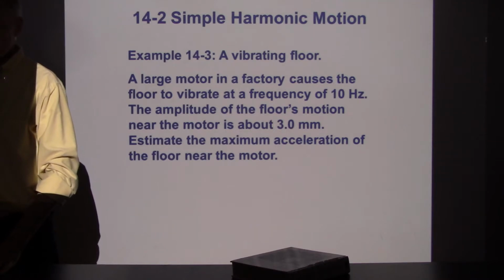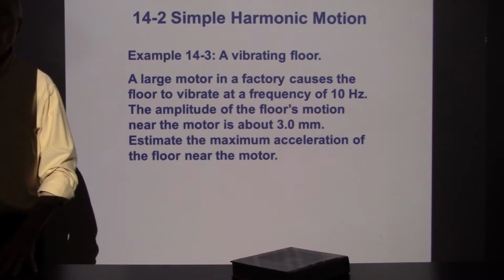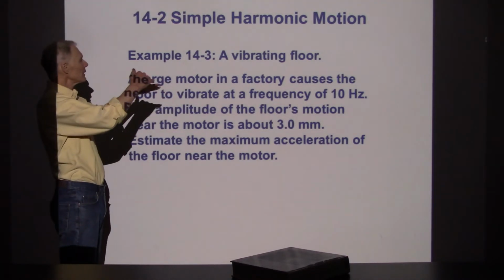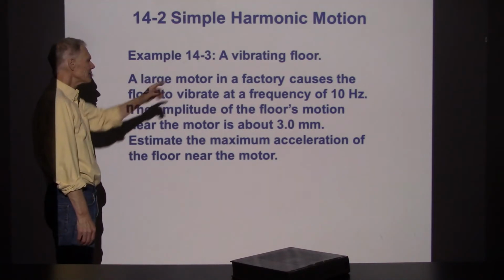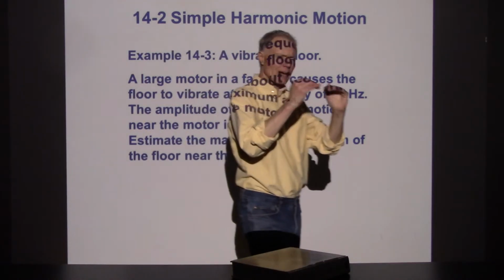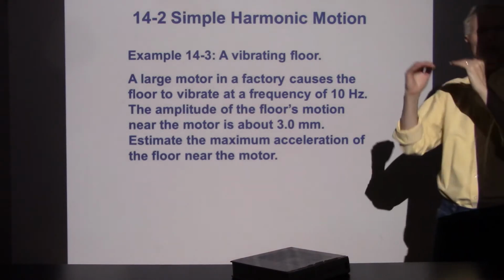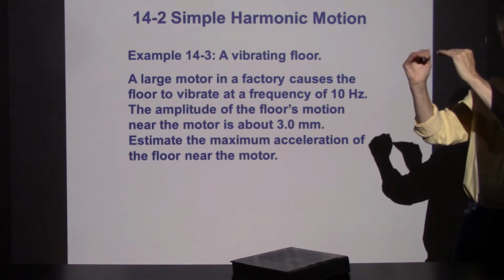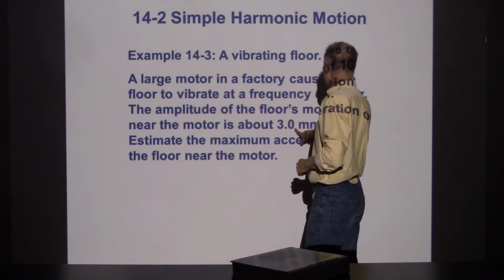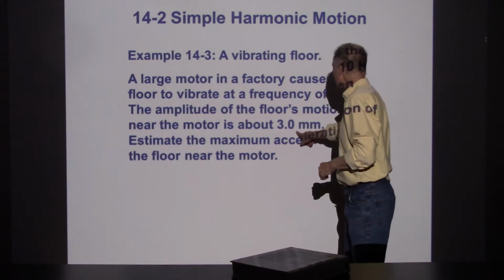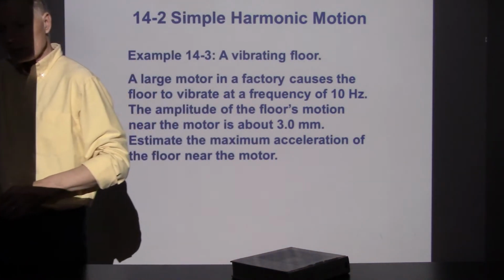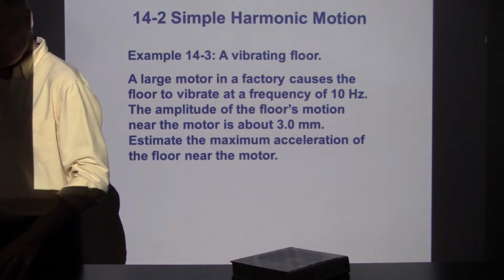All right, here's another example. This time it's a vibrating floor. So it says that we have a factory, and for whatever reason we need a floor that vibrates. It needs to be a frequency of 10 hertz. Wow. So that's, I can't oscillate my hands that fast. So I've got to get 10 cycles per second of oscillations taking place. And the amplitude of the motion is 3 millimeters. So I've got to go back and forth 3 millimeters 10 times a second. I've got to complete 10 cycles.